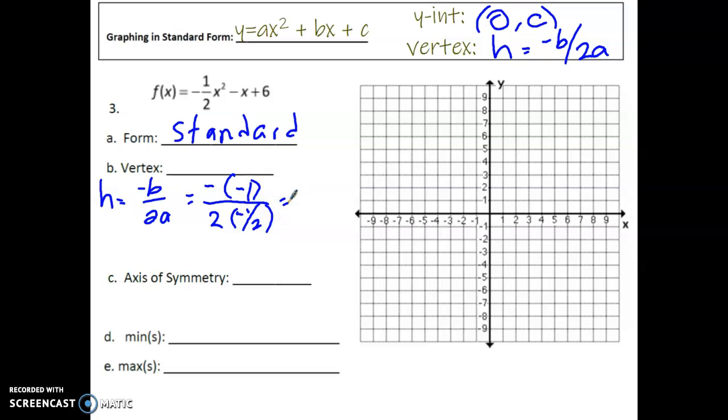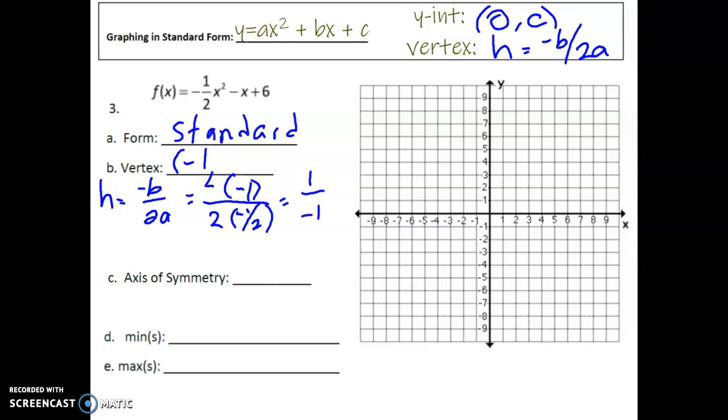Okay, so let's simplify this. In the numerator, negative times a negative is +1. +2 times -1/2 is -1. And 1 divided by -1 is -1. So I know that h is -1. H is the x value of my vertex.